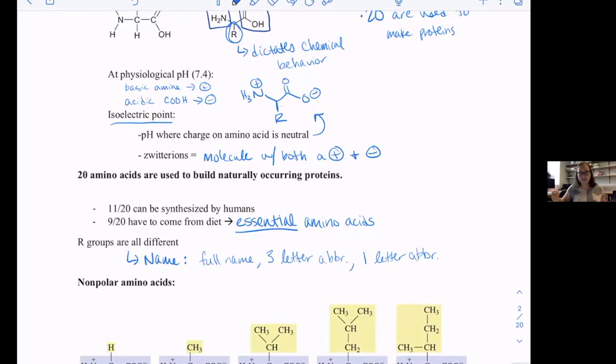So all the common amino acids will have a full name that you can call them, or a 3-letter abbreviation or a 1-letter abbreviation. And being able to understand how to use those and abbreviate these very, very long polymers into kind of codes is going to be important as we move forward.